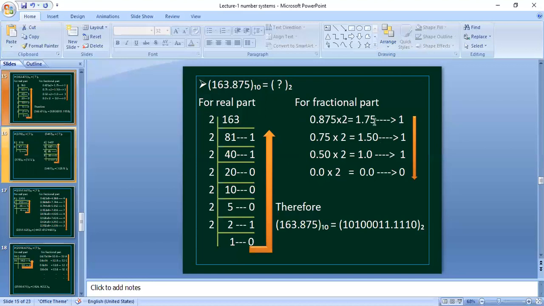Okay, so this successive multiplication procedure is repeated until the fractional part of the product is 0. So here the fractional part of the product is 0. Again that will be multiplied with the destination radix 2, so we will get 0. Okay, so here we need to consider the result from top to bottom. This is for the fractional part and this is for the integer part. So this is the final answer: 10100 11.1110. This is the equivalent binary representation for the given decimal number.